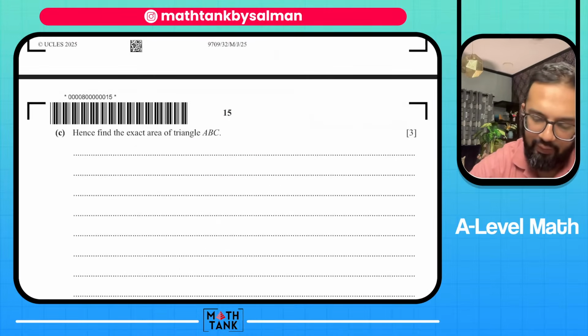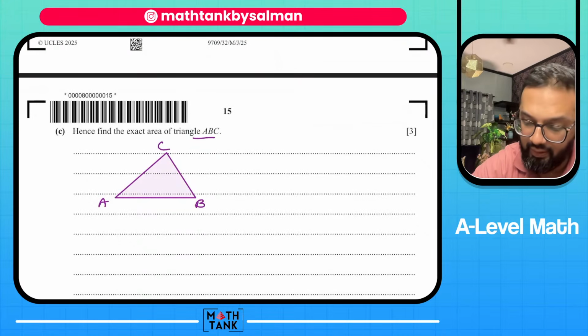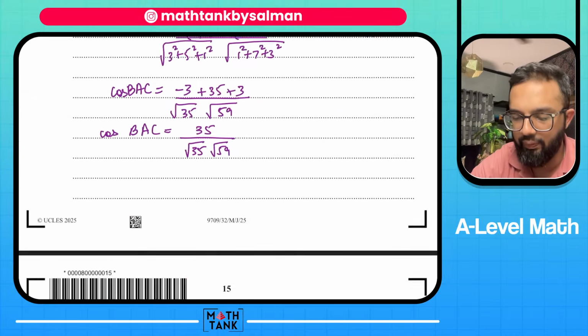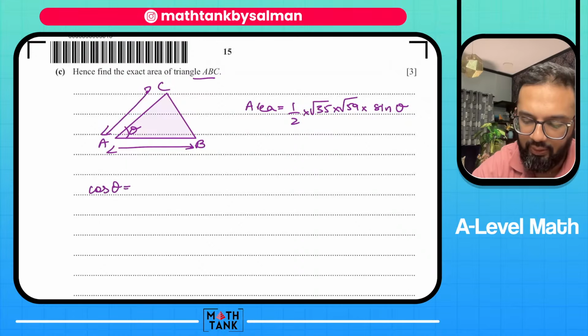Okay, then it says hence find the exact area of triangle ABC. I'm going to use the formula half AB sine C. Since I have the sides AB and AC, and I also have the cos of this angle, I'm going to say that area is going to be half. The length of AB was root of 35, then root of 59, and then I want sine of theta. Now I will have to convert my cos theta, which is 35 over root 35 root 59, into sine theta.